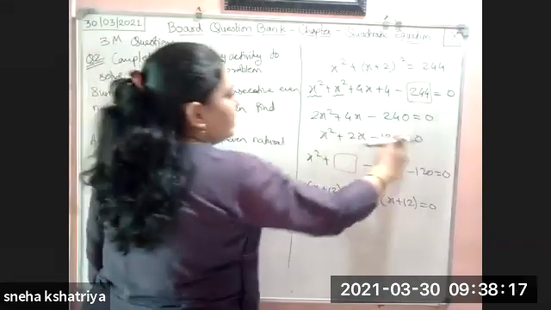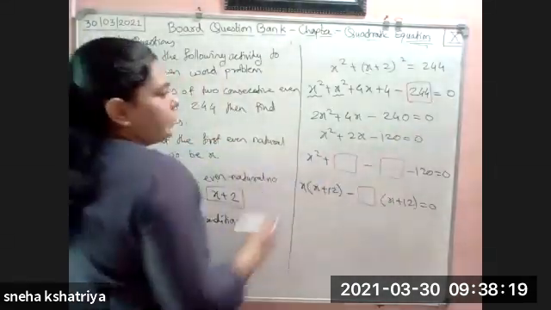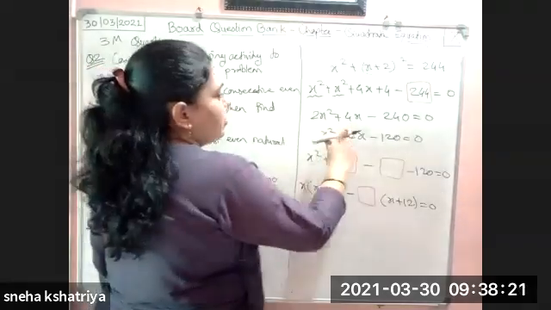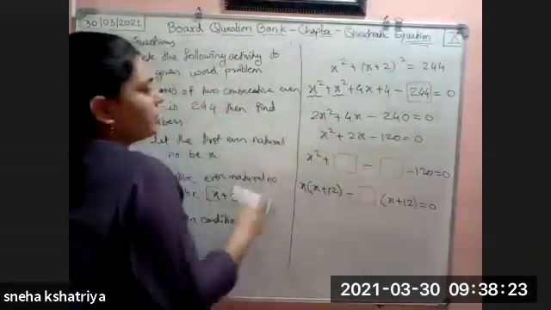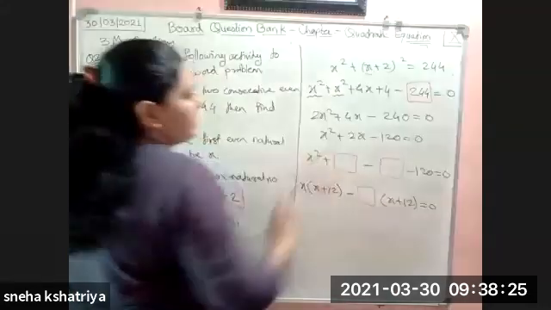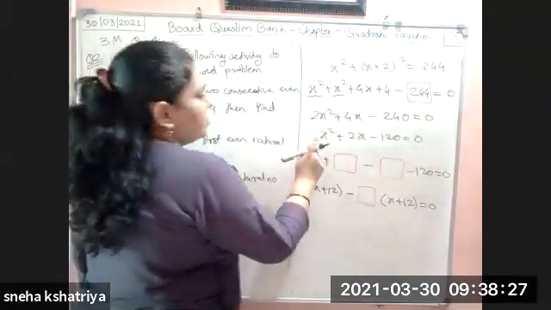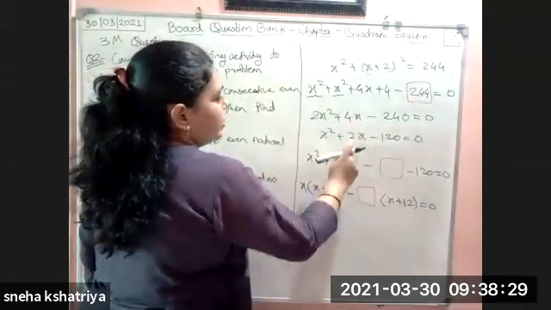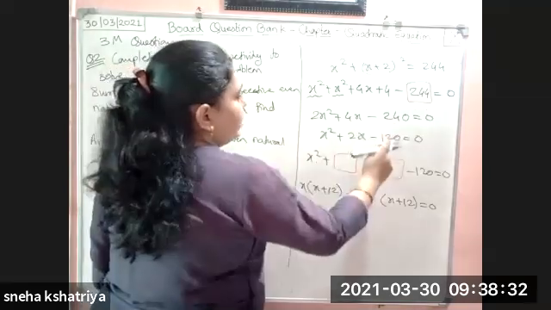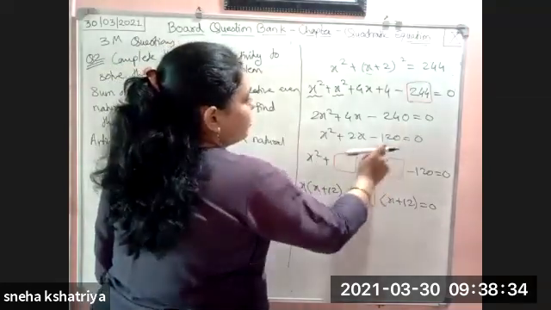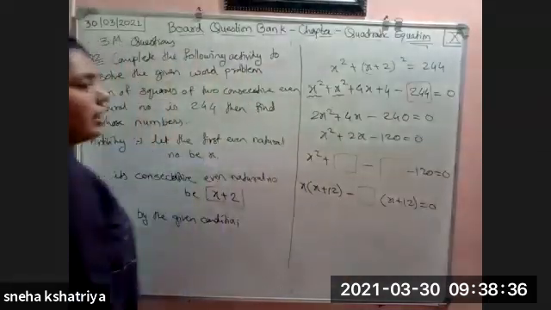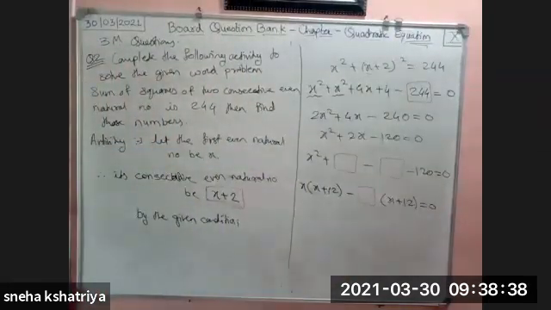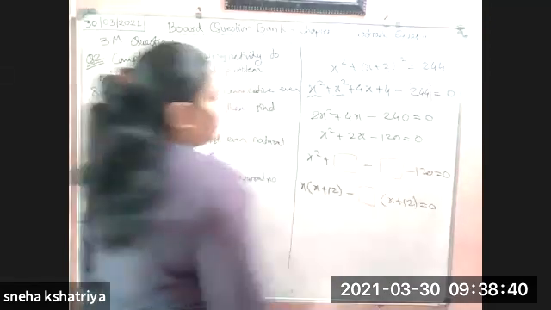Now this can be reduced by 2. This complete equation, because this is a multiple of 2, this is also a multiple of 2, this is also a multiple of 2. So after dividing this equation by 2, 2 2s are 4, therefore it will become x square plus 2x. And 240 divided by 2 is 120, so 120 will come here, which is equal to 0.